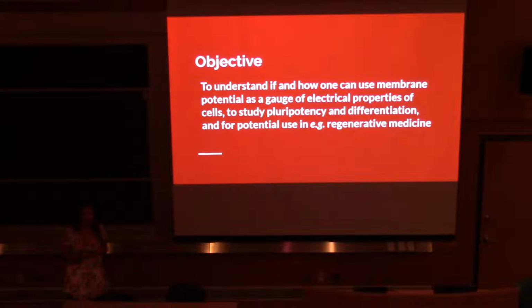So the objective of our research is to understand if and how one can use membrane potential as a gauge of electrical properties of cells in order to study pluripotency, which is the capability of stem cells to differentiate into any cell in the mammalian body, and to also study differentiation for the potential use in regenerative medicine.